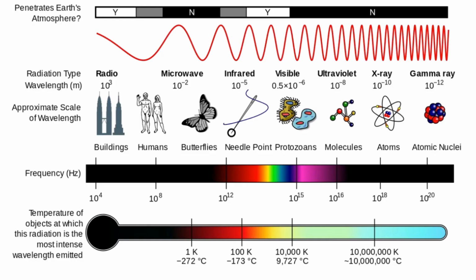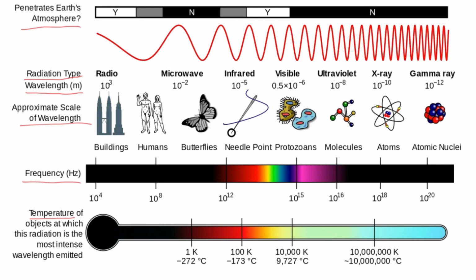Okay, so here's our EM spectrum. So we have lots of information on this illustration here. We have the radiation type and the wavelength. We have an approximate scale of the wavelength here. We have the frequency, and then we have the temperature of objects at which the radiation is most intense. So that's down here, the temperature. And up here we have whether or not this type of EM wave passes through the atmosphere. So we start over here on the left side with the longest wavelength and the smallest frequency, or the highest frequency, excuse me.